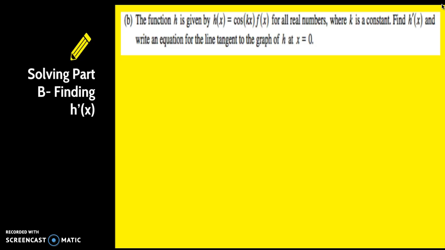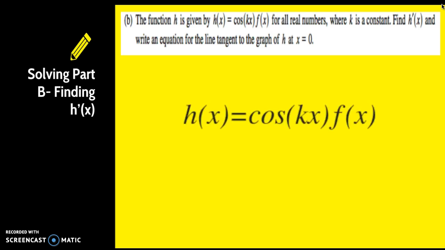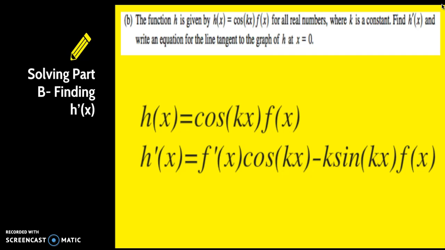Next we're going to solve part B, which asks us to find h prime of x and then write an equation for the line tangent to the graph at x equals 0. So first we need to find the derivative of the function h. So we have our function h of x equals cosine kx times f of x. Then we take the derivative of that and get h prime of x equals f prime of x times cosine kx minus k sine kx times f of x.